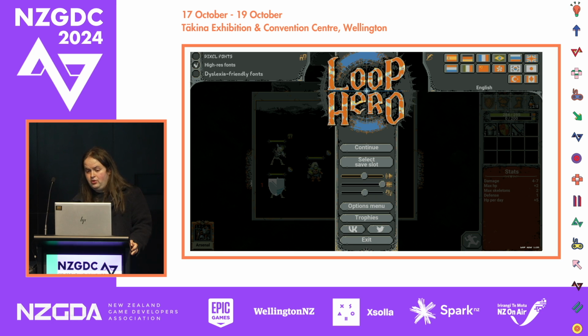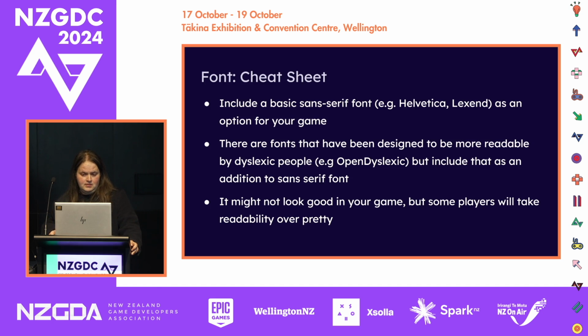So it's still good to include as an option anyway. So for fonts, include a basic sans serif font such as Helvetica or Lexend as an option in your game, along with your font that matches your art style. There are fonts that are designed to be more readable by dyslexic people, such as Open Dyslexic, but if you're going to include those, include them in addition to a basic sans serif font, as some players who do need to use alternative fonts prefer the sans serif font over the dyslexia-friendly fonts.